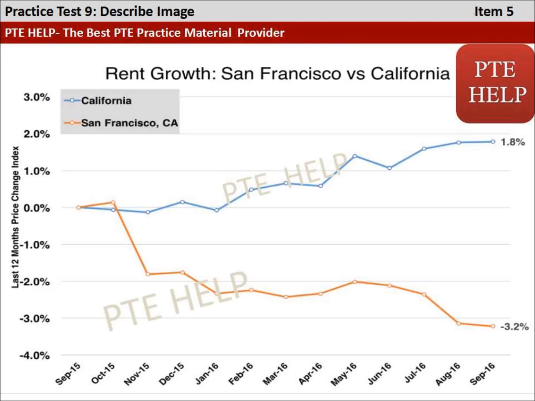It gradually decreased and finally reached negative 3.2% in September 2016. On the other hand, the rent growth rate of California significantly rose to its peak at 1.8% in September 2016. Overall, there was a wide gap between the price change indexes of both cities during the year.